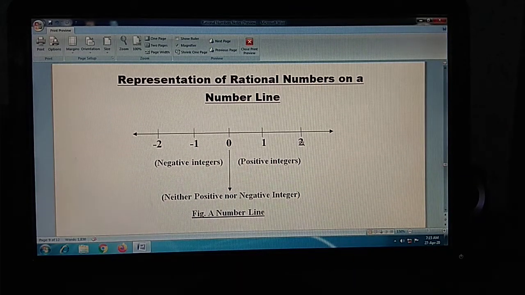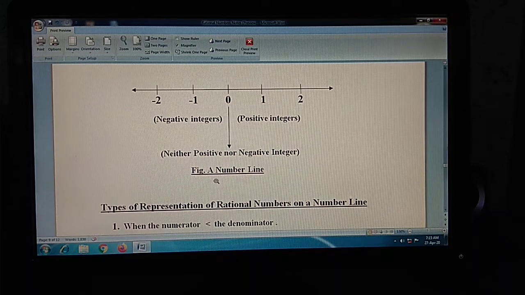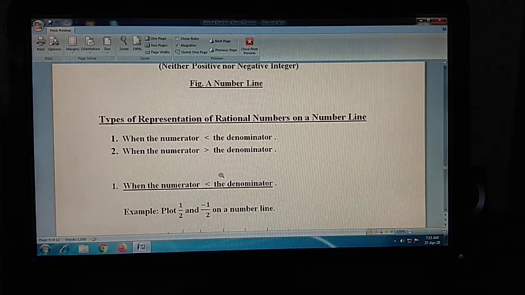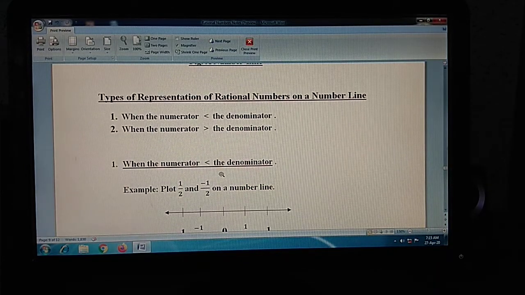are the positive integers. Now as we move towards the right, the value of the number increases, and as we move towards the left, the value of the number decreases. And 0 is neither positive nor a negative integer. But the question is, how do you represent the rational numbers? So there are two types of representation of rational numbers on a number line.